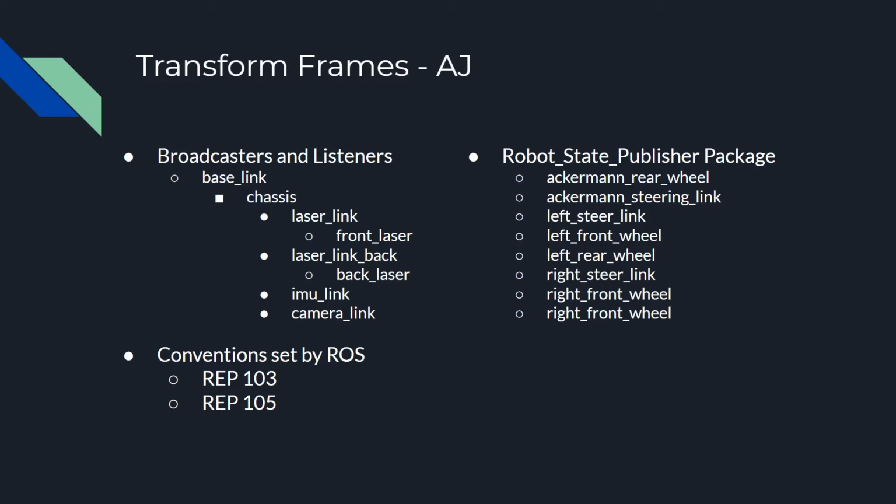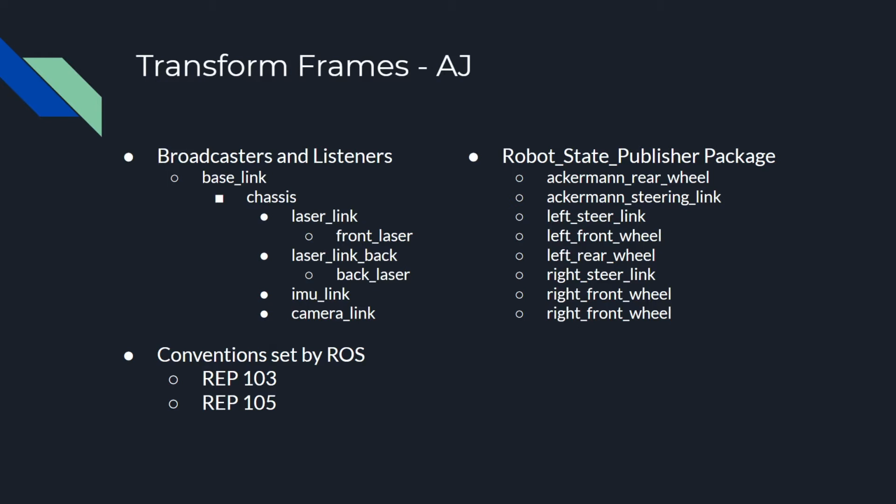Which also means that there's a broadcaster and a listener between those 4 frames connected to chassis, and a broadcaster and listener connected from chassis to base link. I followed REP 103 for the units and coordinate conventions, meaning length is in meters and time is in seconds, and REP 105 for the naming and structure of my transform frame tree, meaning I chose to use the names base link and chassis respectively.